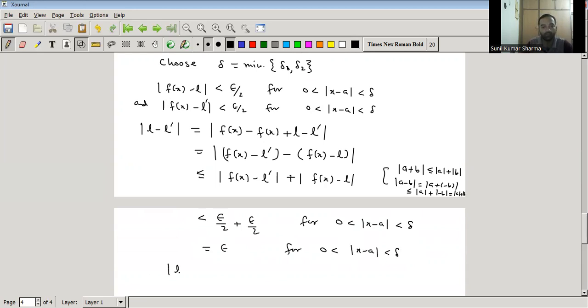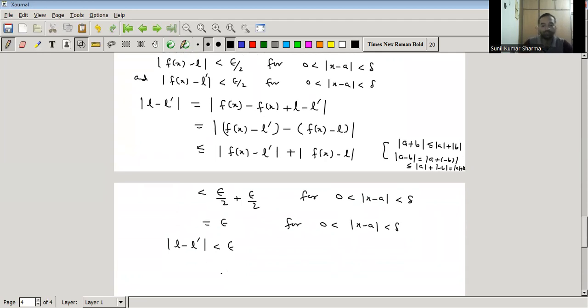So if we get mod of L minus L dash is less than epsilon, then because epsilon is an arbitrary small positive number, we get L minus L dash to be equal to 0.